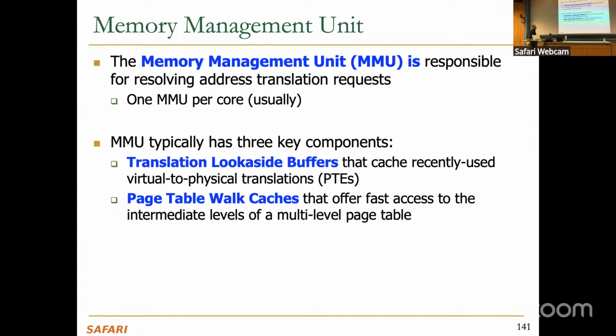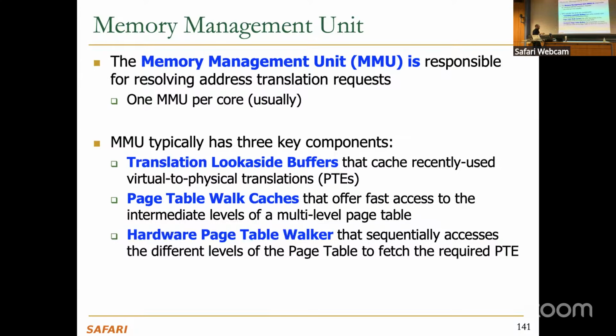Page table walk caches. When we have a multi-level page table, as we discussed before, we need to go pointer by pointer. These page walk caches give us fast access to these intermediate pointers so that we do not need to fetch them from the main memory. And then there is a hardware page table walker. If the TLBs and the page table walk caches do not work, right? I do not find any information about the page table in the MMU, then I have the hardware page table walker that says, okay, I am the hardware circuitry that is going to look up the page table for you and retrieve it from the main memory.